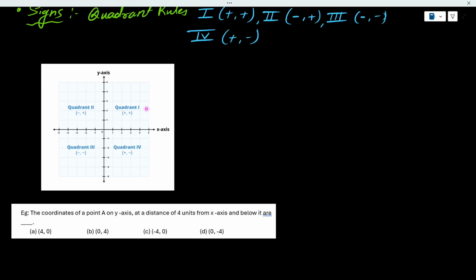Take a Cartesian plane. There are always four quadrants. This is quadrant 1. We start from here. Quadrant 1, quadrant 2, quadrant 3 and here quadrant 4, right? Now in quadrant 1 x coordinate is positive, y coordinate is positive, so all the coordinates in the ordered pair will be positive, positive. Here it's negative, positive. Here both x and y coordinates are negative, and here x coordinate is positive, y coordinate is negative, because here x is positive, y is negative, right?